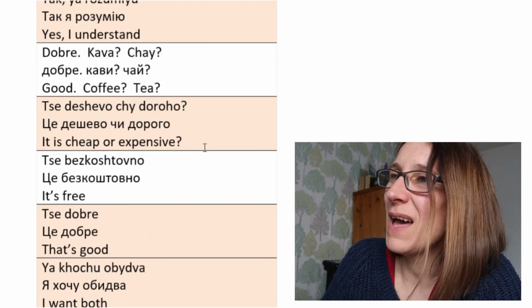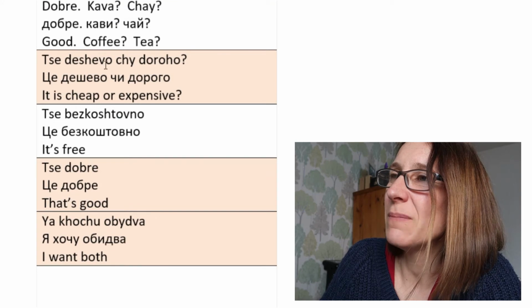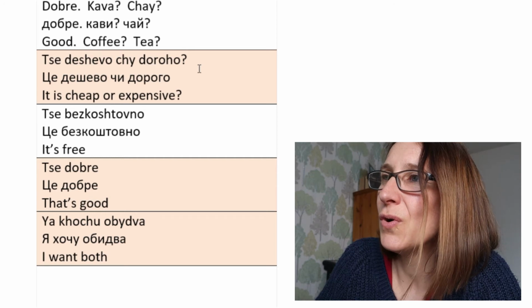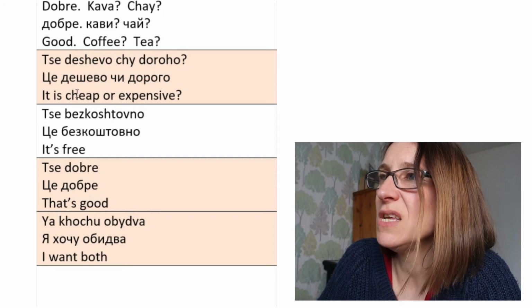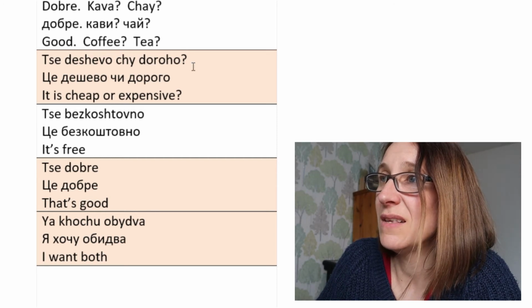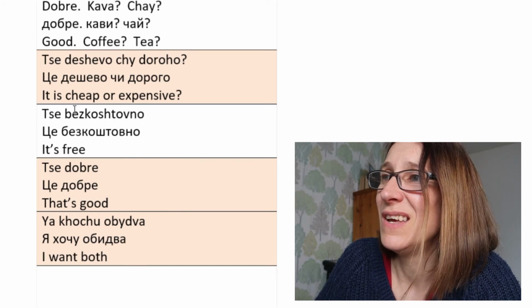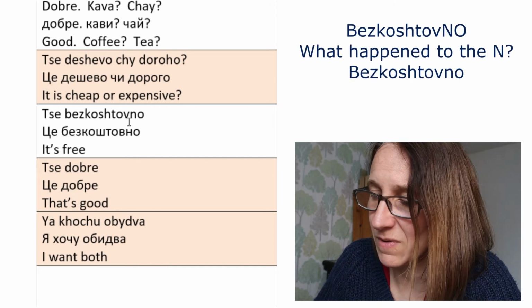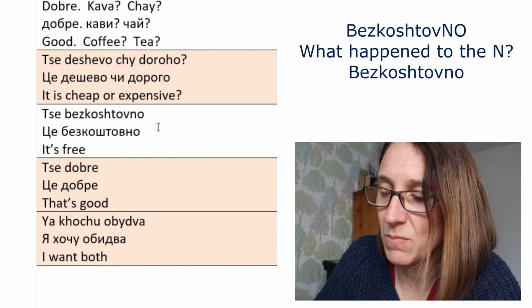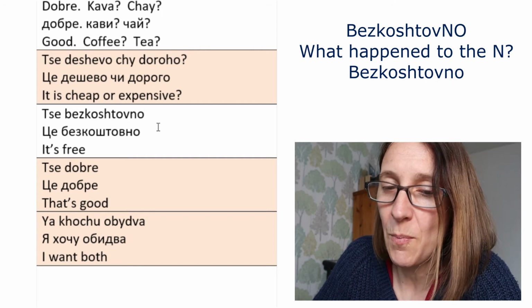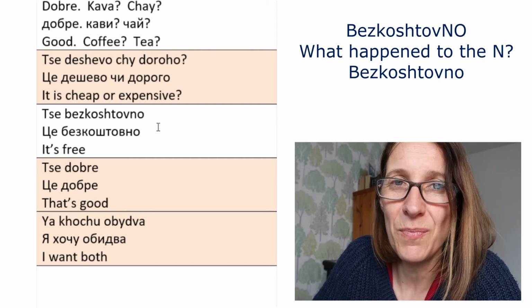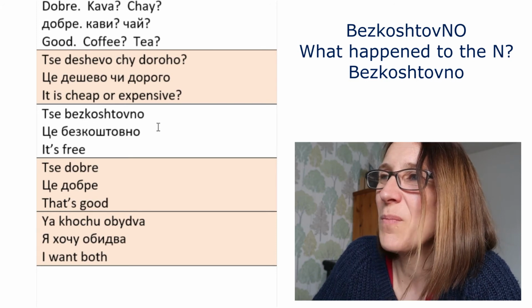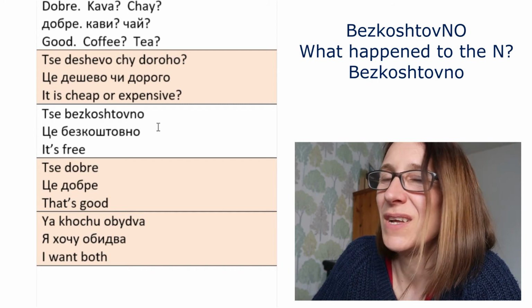But we're referring back. Is it cheap or expensive? Cheap, deszewo. Expensive, dorogo. Це дешево чи дорого? Okay, it's free. I love this word. Це безкоштово. Now I think I remember from some language, probably Polish, that bez means without. So bezkosztowo, being free, without cost. Fantastic. Це безкоштово. Це добре. That's good.